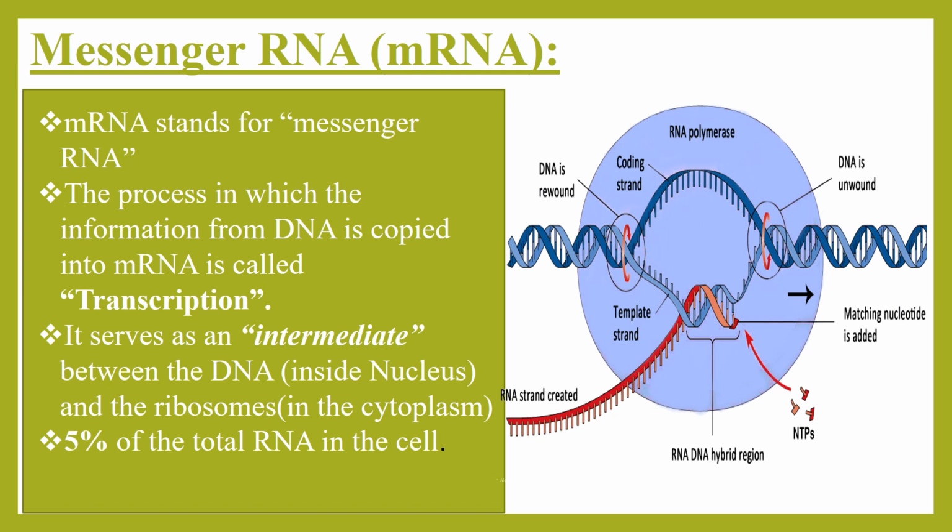If you look here in this diagram, we can see that the DNA is a double helical structure which has 2 strands that are anti-parallel to each other. The DNA is unwound at a certain place and the single strand is taken as a template. The information on that template strand is copied into messenger RNA. The messenger RNA is synthesized through a process of transcription.